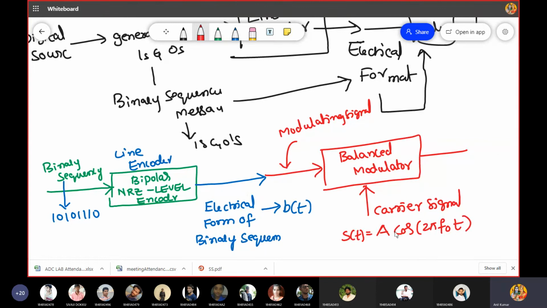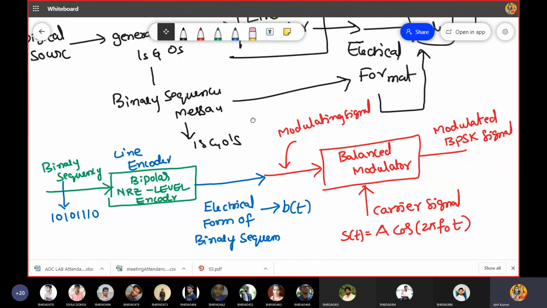Where A is the amplitude of the carrier signal and f naught is the frequency of the carrier signal. So now this will finally be the BPSK. This is called the modulated BPSK signal. What is meant by product modulator or balanced modulator? Simply it modulates the signal. That means B of t is multiplied with this product modulator.